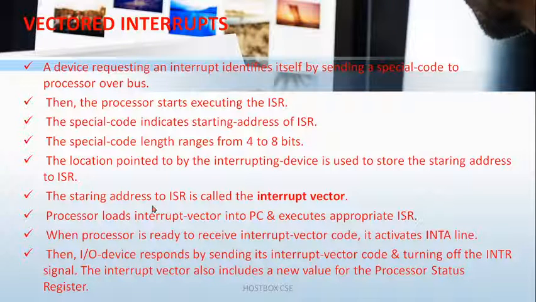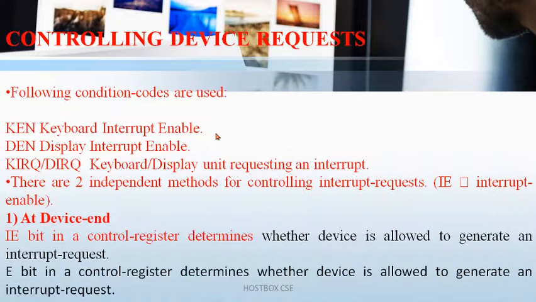Now, vectored interrupts. This is one of the concepts, where a device requesting an interrupt identifies itself by sending a special code to the processor over the bus. Then the processor starts executing the ISR. The special code indicates the starting address of the ISR. The special code length ranges from 4 to 8 bits. Remember. Let's see the diagram here.